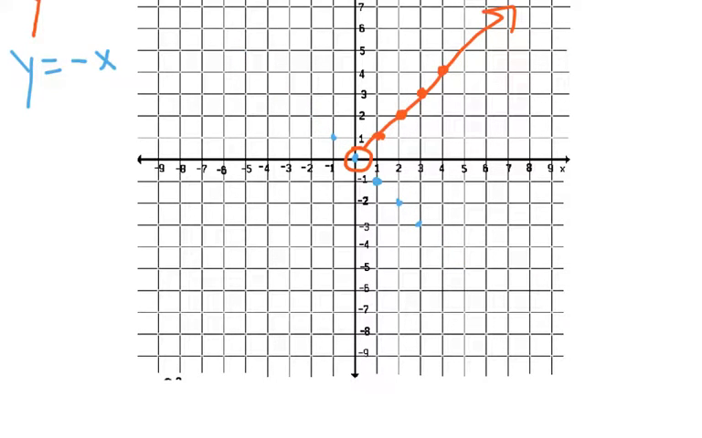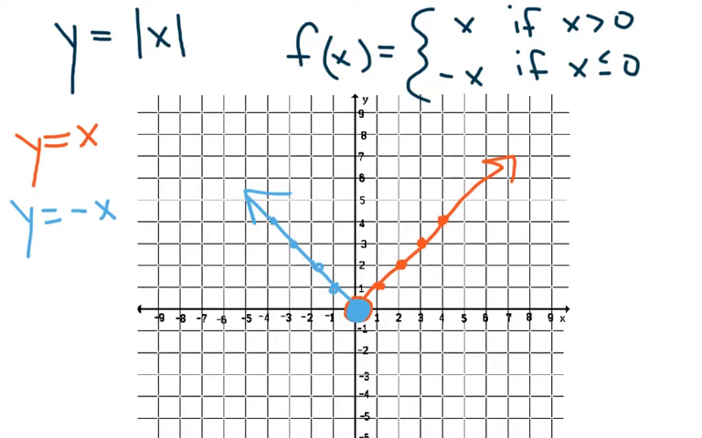That means that this line actually starts at 0. Let me get rid of some of these dots here. It starts here at 0 with a closed circle, and it goes in the negative x direction, and this is where the graph was. And that's where your V comes from. So an absolute value graph is really just a piecewise function. It's the piecewise function f of x is equal to x when x is greater than 0, and f of x equals negative x when x is less than or equal to 0.